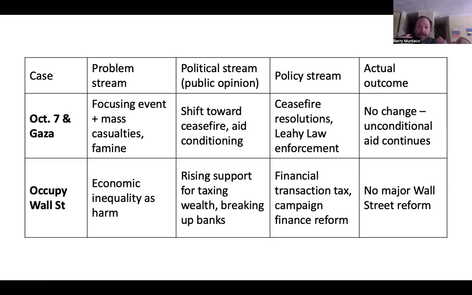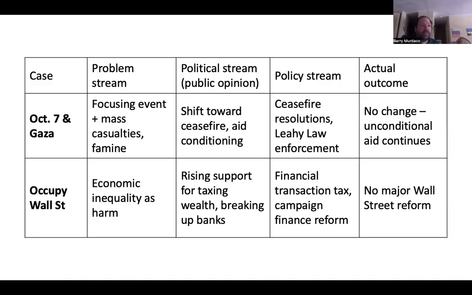So it obviously brings a problem into awareness. People are realizing now the problematic nature of U.S. policy towards Israel. It's basically unconditional support for it. So you have the problem stream, you have the political stream, a sharp change in public opinion.